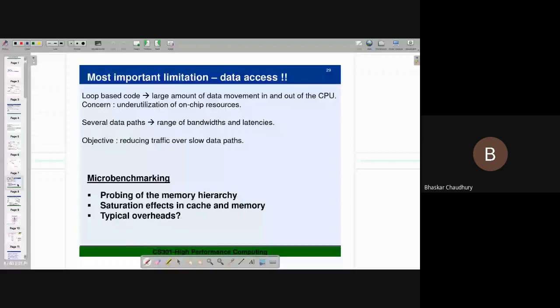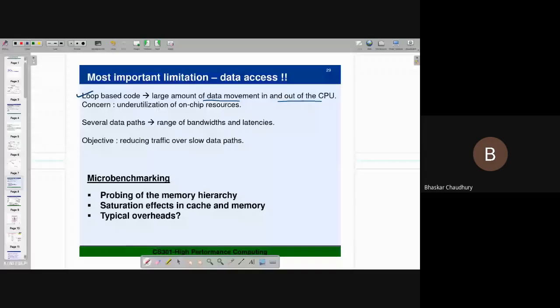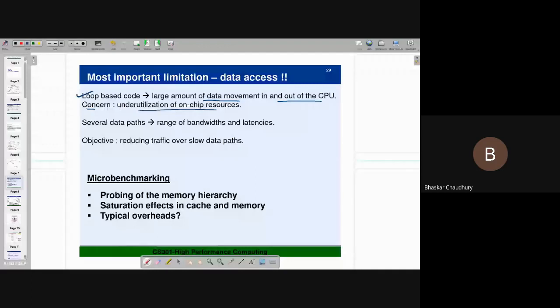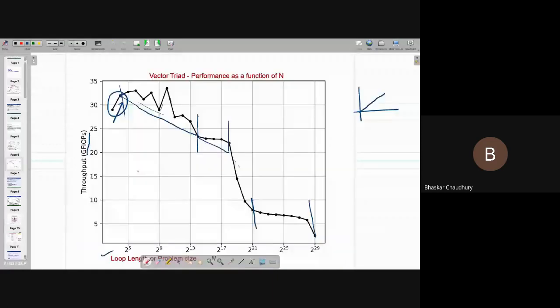So the summary is that typically, if you look into loop-based code, and most of the codes are loop-based codes, there is a large amount of data movement in and out of the CPU. CPU is basically the ALU and control unit. The concern is underutilization of on-chip resources. So this must have happened because of some reason, otherwise I should have simply got a straight line. And you can see this is a big drop, because here it is around 30, and then here it is around 5.